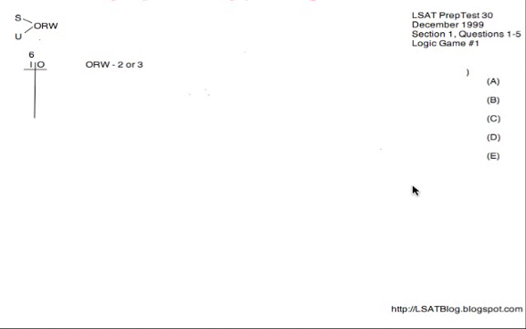Hey guys, this is test 30, game 1. This is the Loaves of Bread game. It's an in-out game, also known as selection. But in this game, it's pretty unusual just because there's only one conditional statement. All the other rules are concrete, and they don't really link together.